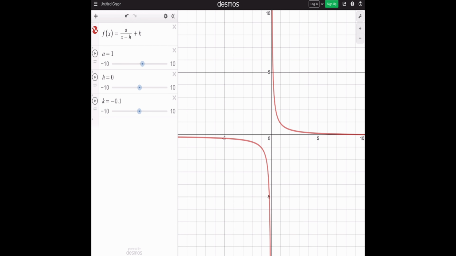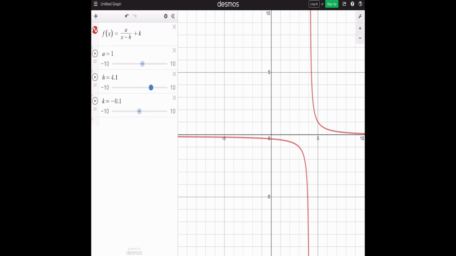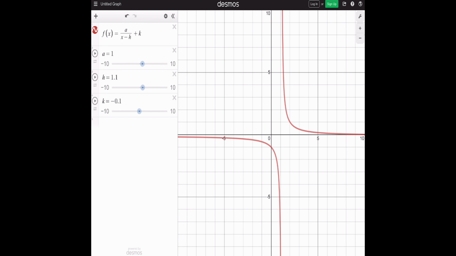Now h here, we're going to move. Look at this. I make h positive, it moves it right. And notice how when I make h a positive 5, my vertical asymptote is where x is 5. Let me bring that back.